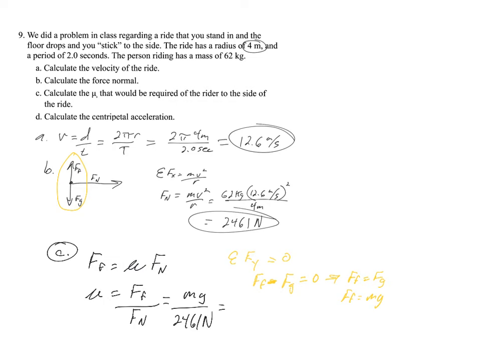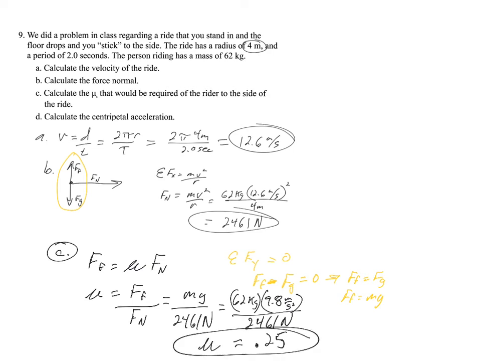2461 newtons. And my mass was 62 kilograms. And I'll use 9.8 for all you 10 haters. Alright, so 62 multiplied by 9.8 divided by my 2461. And I get, that's reasonable, 0.25 for a mu. That seems very reasonable.